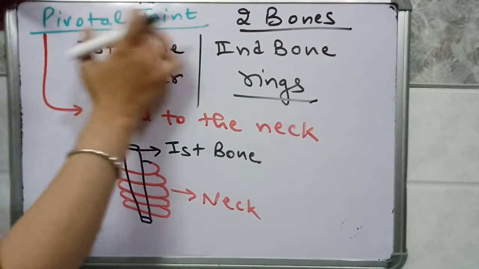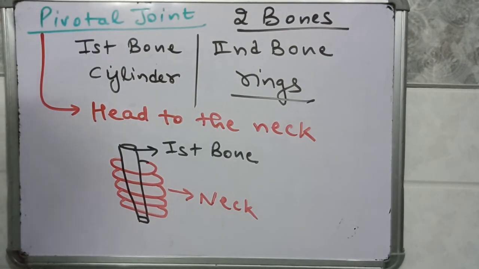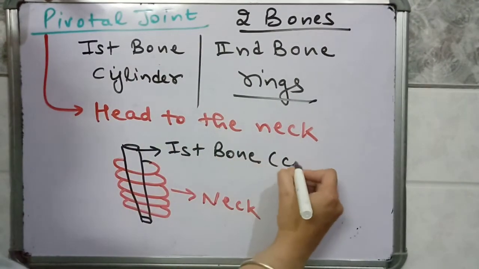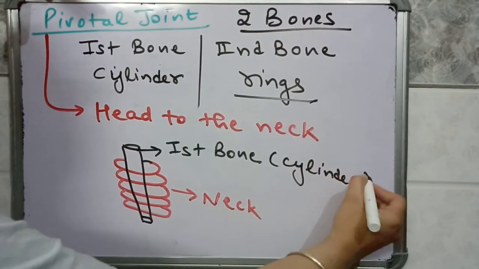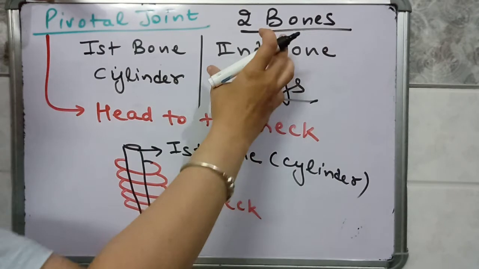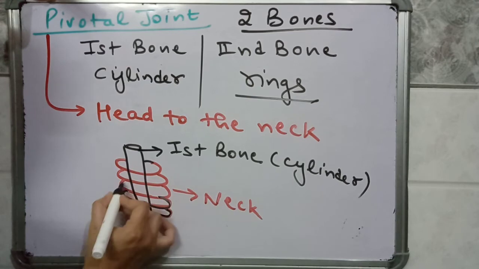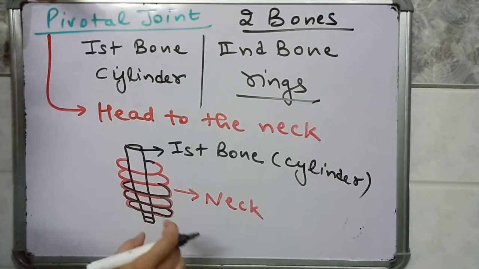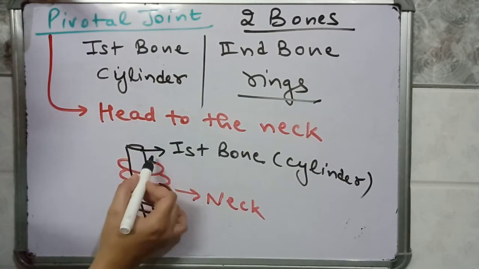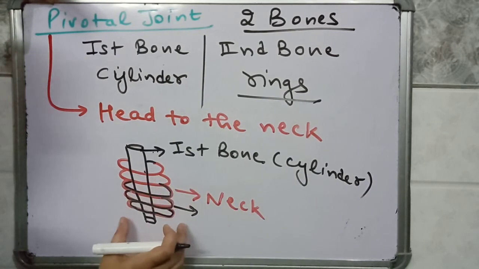In the pivotal joint, two types of bones are connected. The first bone is in the shape of a cylinder, and the second bone has so many ring-like bones. This one is the first ring, this one is the second ring, this one is the third ring, and so on. So these two bones are connected together.